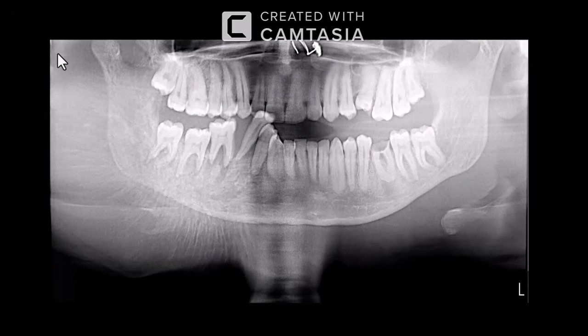History: jaw pain. She is a 23-year-old. Okay, I am presented with an orthopantomogram of an adult patient presenting with jaw pain.